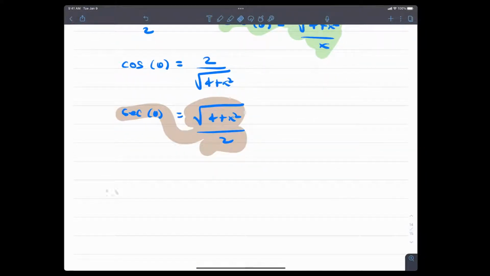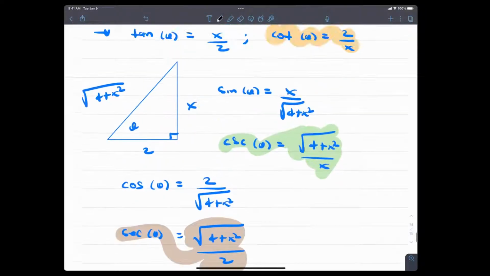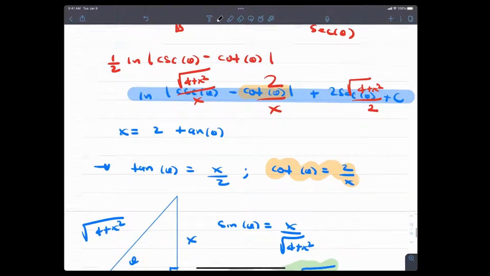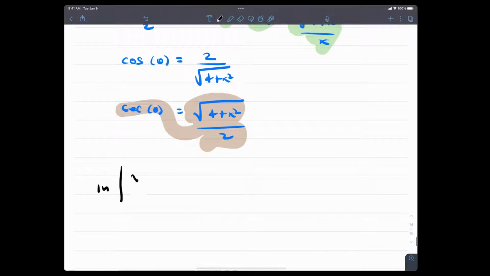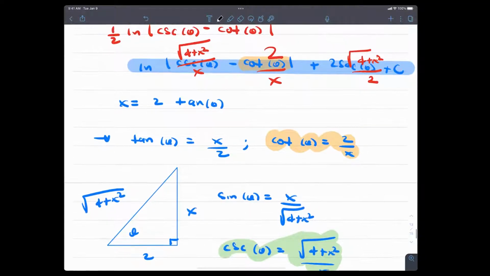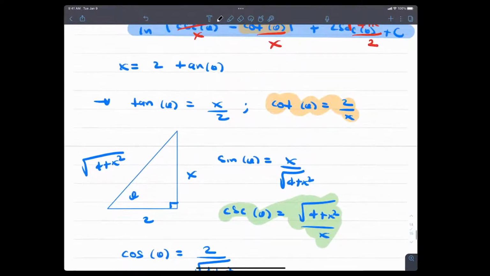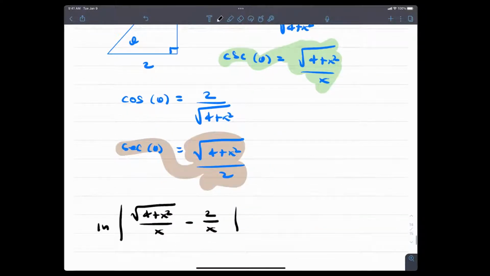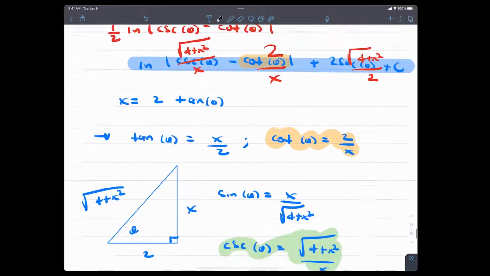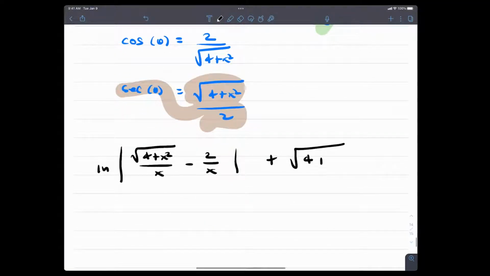Okay, so natural log, here we go. Natural log absolute value of square root of 4 plus x squared over x, I think minus 2 over x, right? Plus 2. I think that 2 cancels. Yeah. Double check. Square root of 4 plus x squared, plus c.